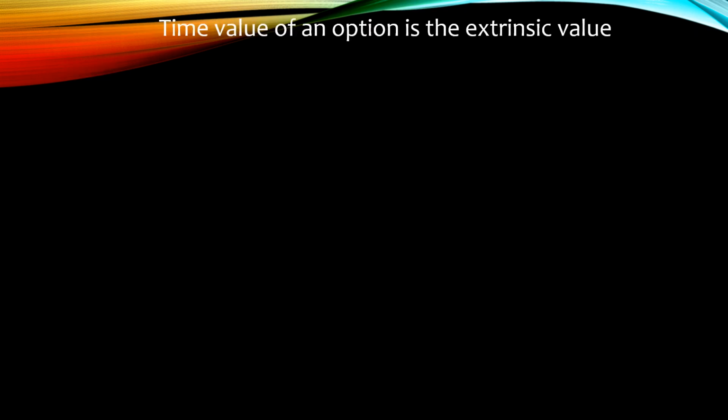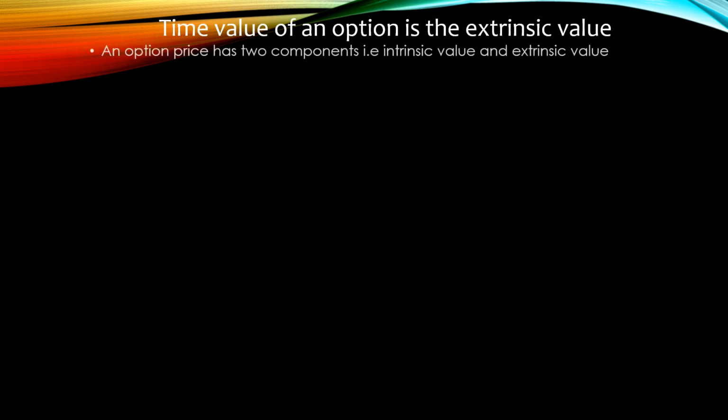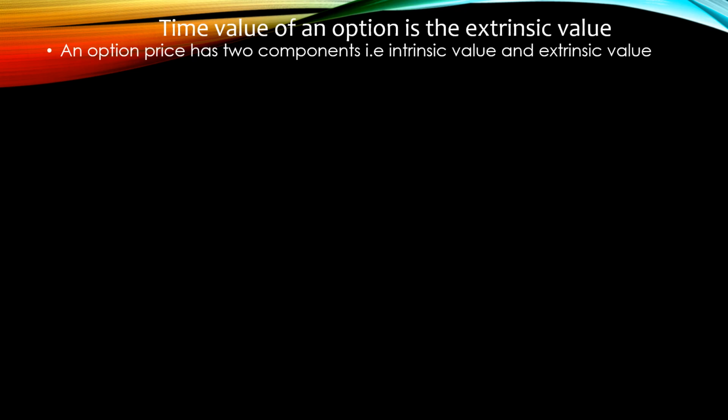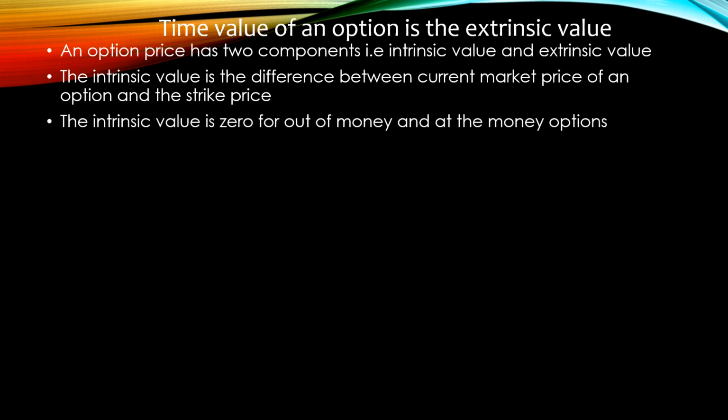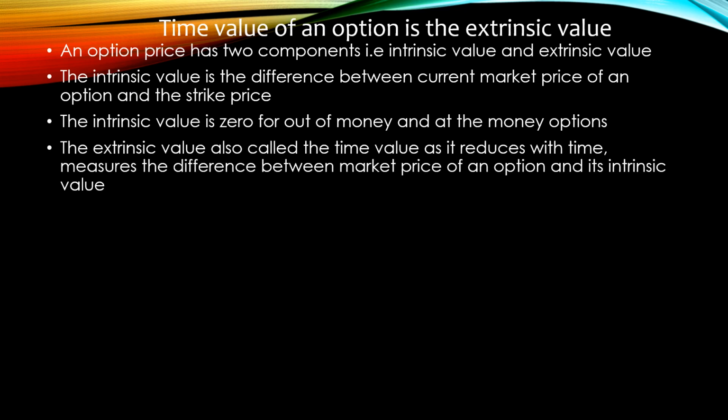Now let's examine what exactly is the time value of an option. Time value of an option is its extrinsic value. An option price has two components, that is intrinsic value and extrinsic value. The intrinsic value is the difference between current market price of an option and the strike price. The intrinsic value is zero for out of money and at the money options. The extrinsic value is also called the time value as it measures the difference between market price of an option and its intrinsic value.